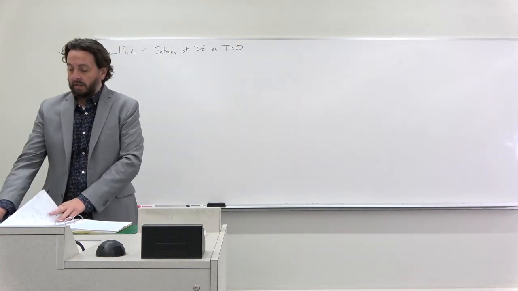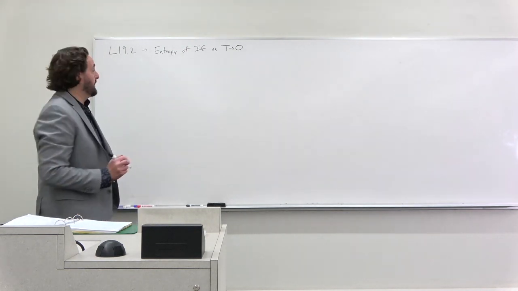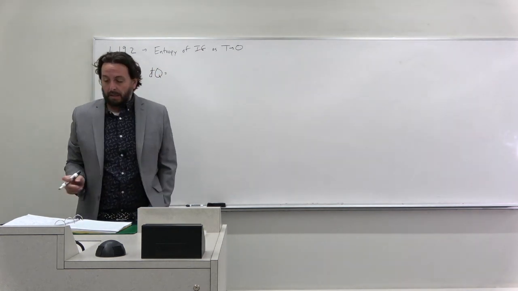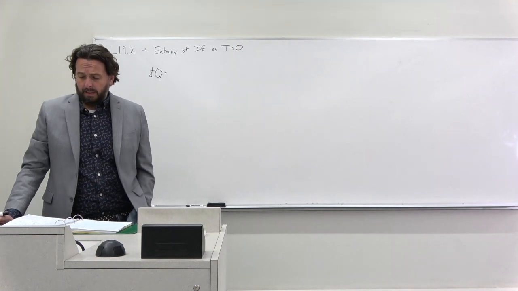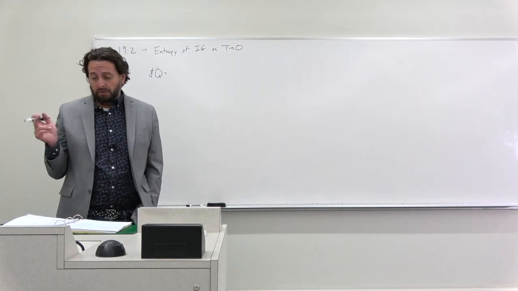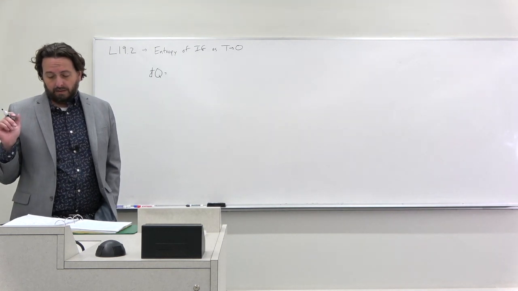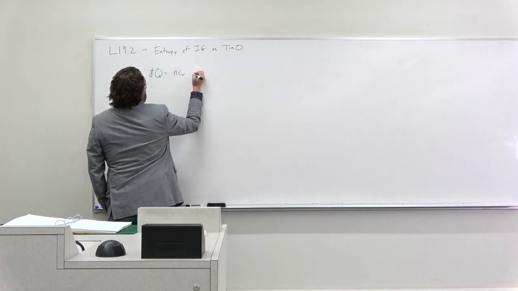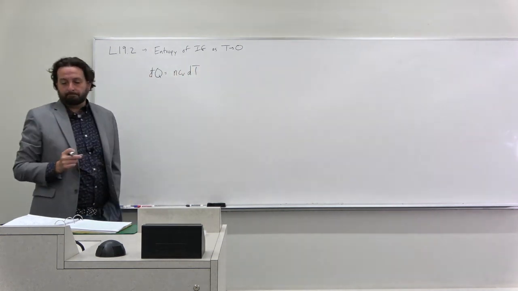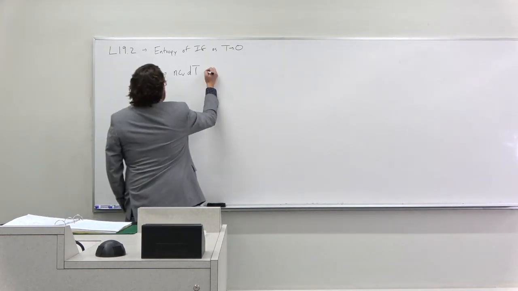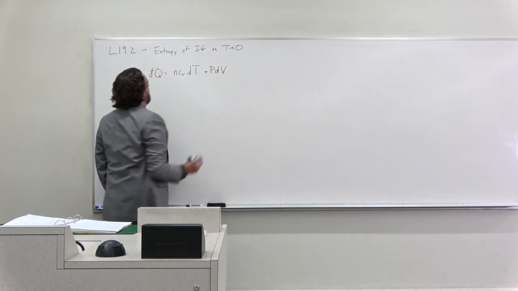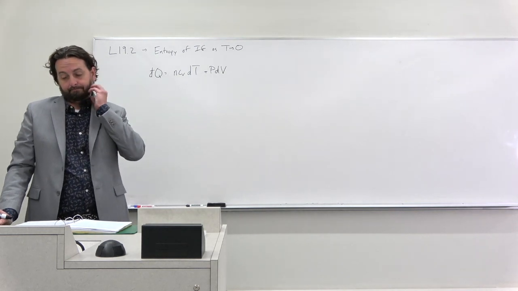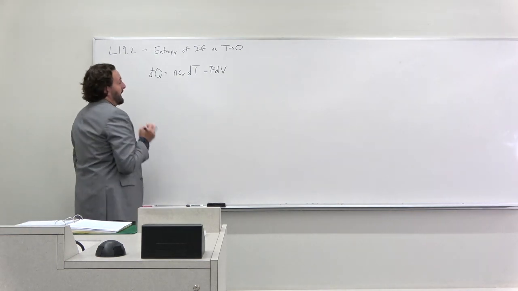To do that, we started by working out what dq was for an ideal gas. Remember, we started at the first law of thermodynamics, then combined that with our knowledge of what U was for an ideal gas. So we got dq was N CV dT plus P dV. That was almost our starting point last time. So now I want to do the following.